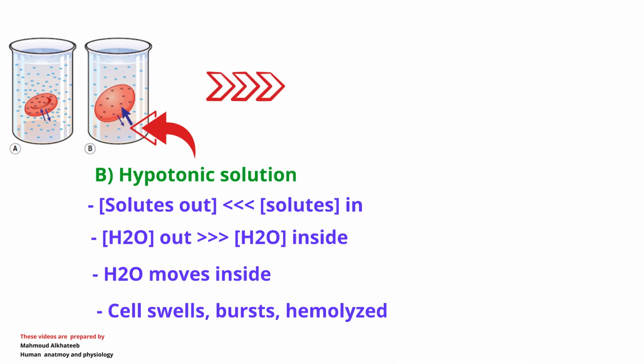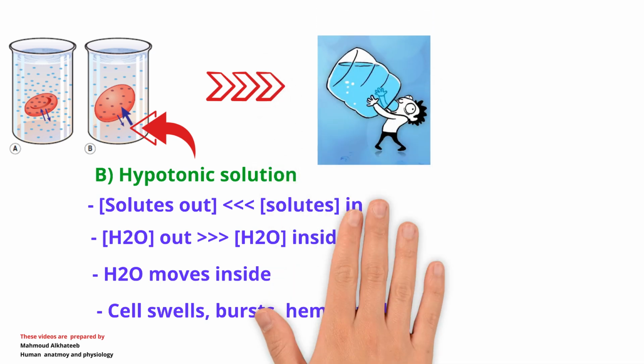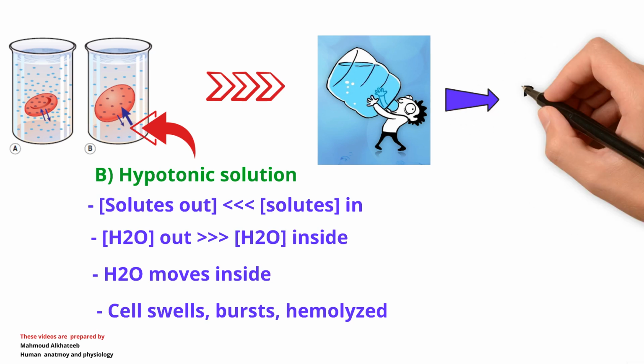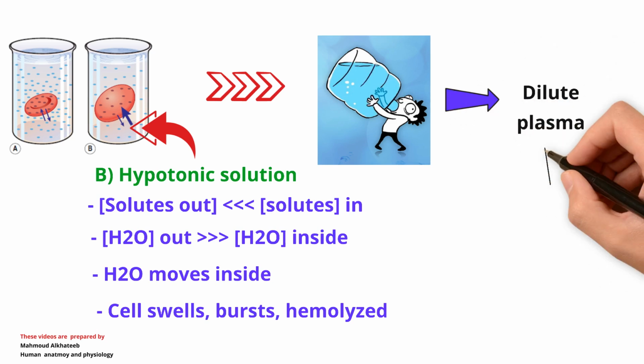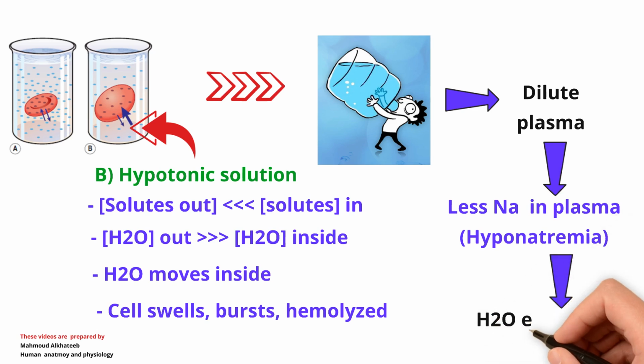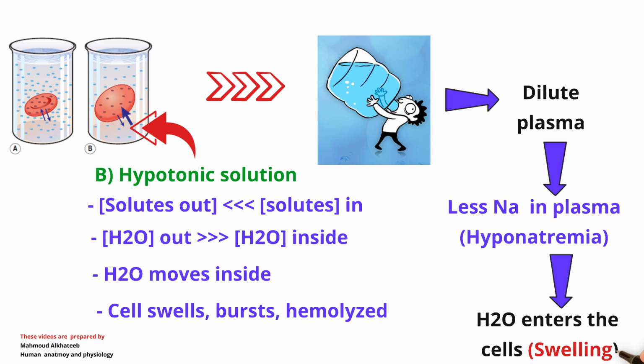A good example of this is water intoxication that occurs when you drink excessive amounts of water over a short period of time. This dilutes your plasma and lowers blood sodium levels in a condition known as hyponatremia. As a result, blood plasma has higher water content which enters the cells leading to swelling and hemolysis.